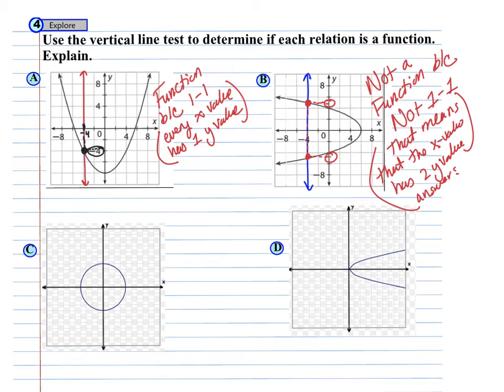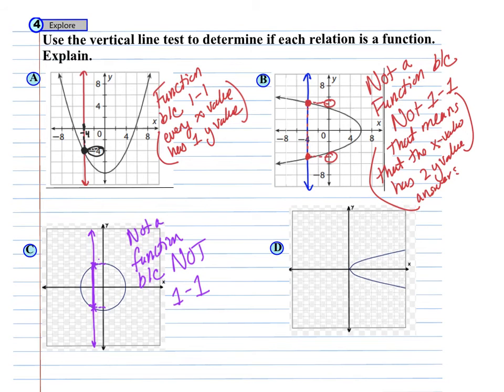The next one right here, again, draw a vertical line going up and down. And if you notice, it crossed here and it crossed there. Okay, that means this x value has two answers. This is one x value right here, and it has two answers. That means it's not a function. Not a function because not 1-to-1. Again, this x value right here has two y answers, which is a no-no.